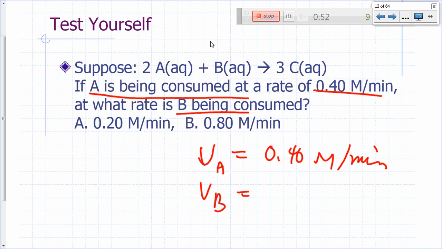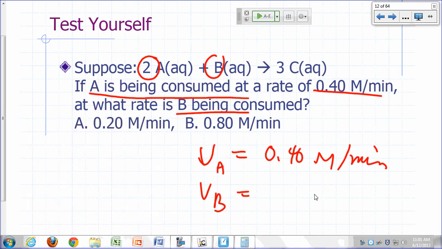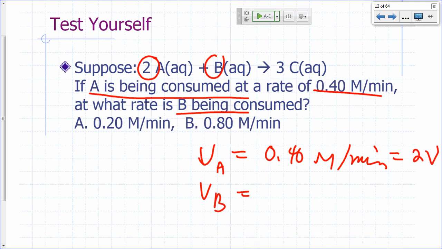So if the rate of consumption of A is 0.4, what's the rate of consumption of B? According to my balanced equation, every time I lose 2 moles of A, I'm going to lose a mole of B, right? So which one will be going faster, A or B? If my A is being consumed at a rate of 0.4 moles per liter per minute, how fast is my B being consumed? Answer is A. Very good. So V sub B would just be half of that. We say that V sub A is equal to 2V, right? So your rate of reaction is equal to V sub A over 2.